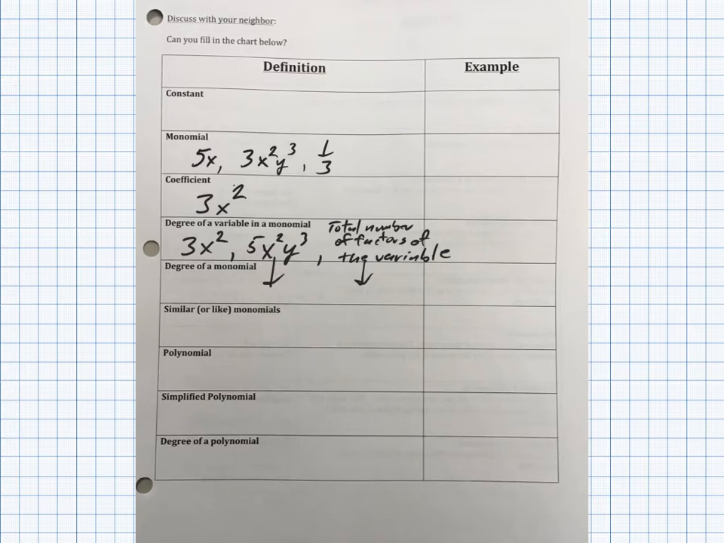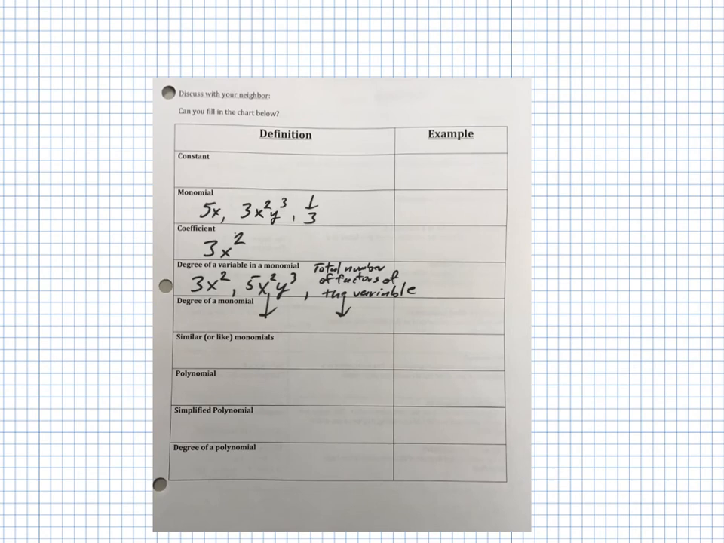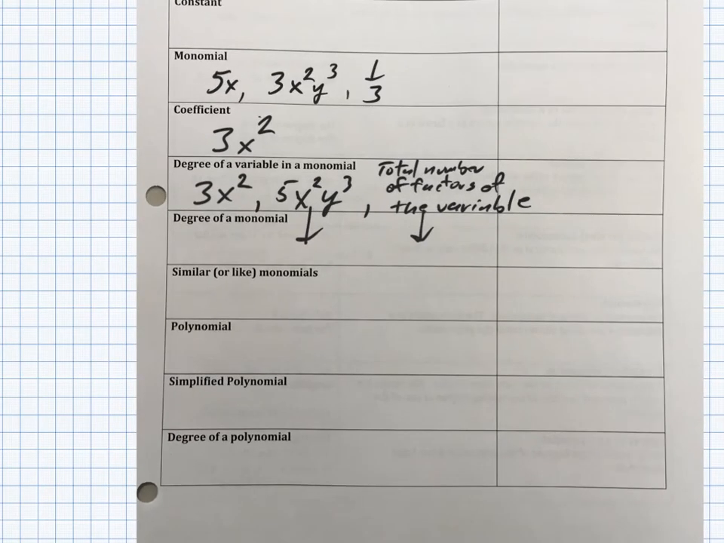Similar or like monomials? Monomials where the coefficient is the only thing that's different. Good, nicely said, all right? She said monomials where only the coefficient may be different, right? So similar, or like terms, would be 2x and 3x, or 4x squared y and 3x squared y. Those are examples of like terms.